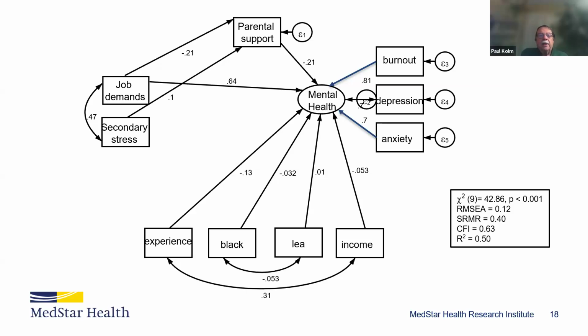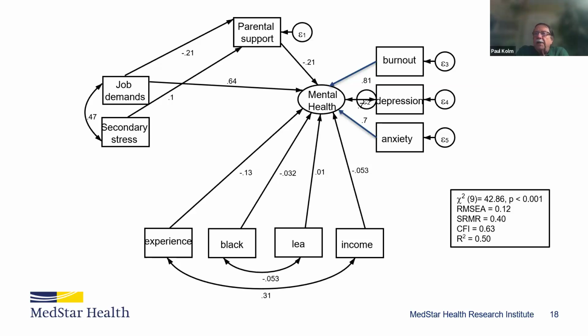And then we have our job demand, secondary stress, and parental support. And then you can see the different relationships. I'm not going to take time to go through all of the relationships here, but you can see that the covariates of race, income, and school type have hardly any relationship at all, any impact on mental health. Experience some, but not much.